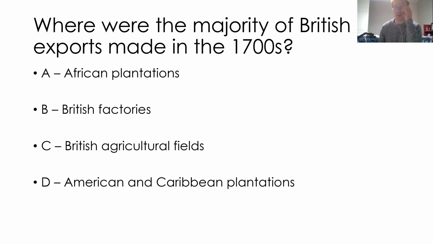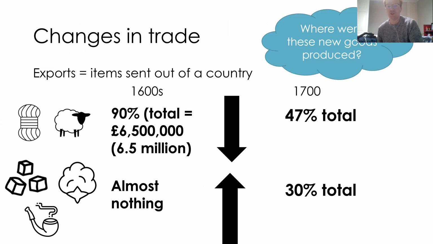Right, so now, what is the change? Where were the majority of British exports made in the 1700s? Have a think. And what I'm actually asking here is percentage of money. So the really, really valuable ones. Okay. Well, because it was overall total, it's British agricultural fields, sorry. Because remember, we're still at 47% total, still at 40% total.